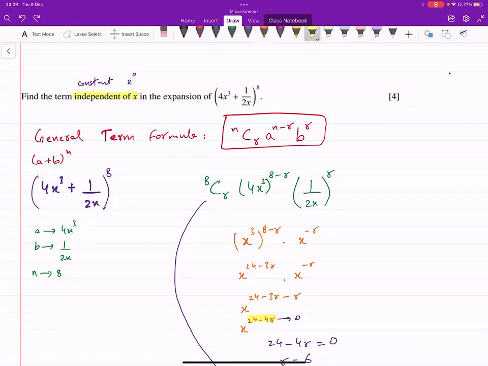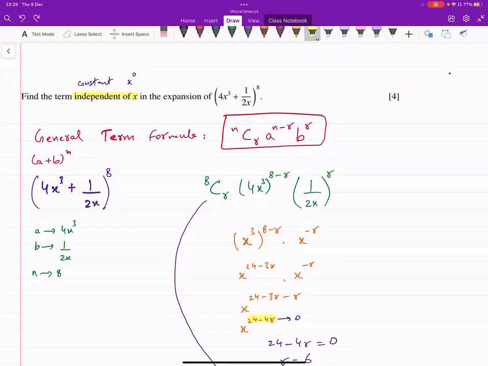So we have the value of n. We've got the value of a, which is 4x³, and we've got the value of b, which is 1/2x. So आपने सब कुछ input कर दिया. The only thing that's unknown here is the value of r. अगर हमें r मिल जाए यहाँ पे, we will be able to find what we are looking for. अच्छा, what are we looking for?